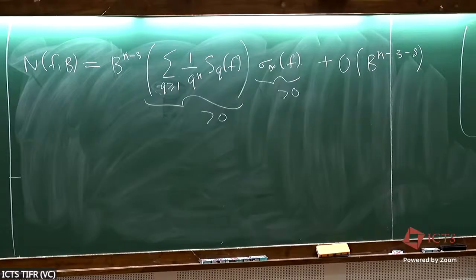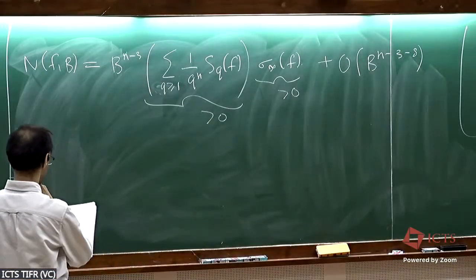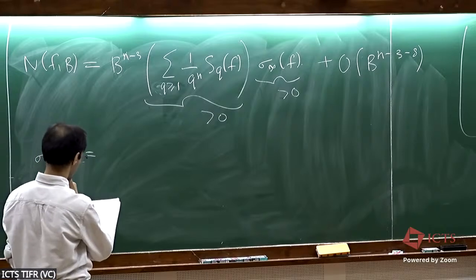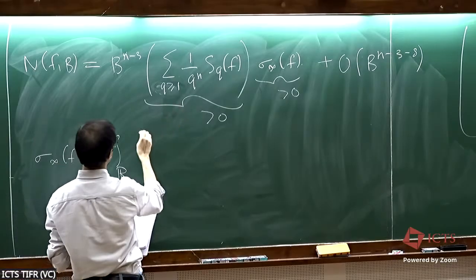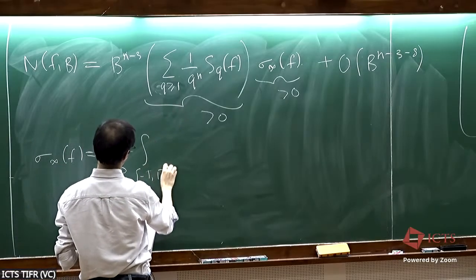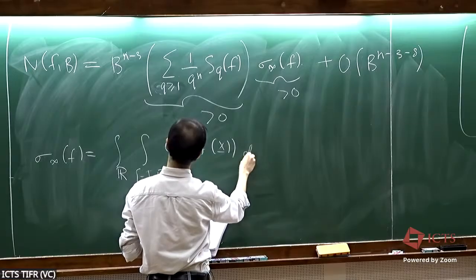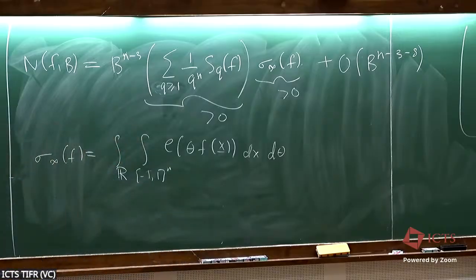I will concentrate more on the singular integral because, given the time, I think that's going to be much more doable. Let me first, therefore, look at this particular thing. So the singular integral is going to be this integral over the real line of I theta, which is the integral over x in [-1, 1] of e(theta F(x)) dx, and then we have d theta. So this is what we have.